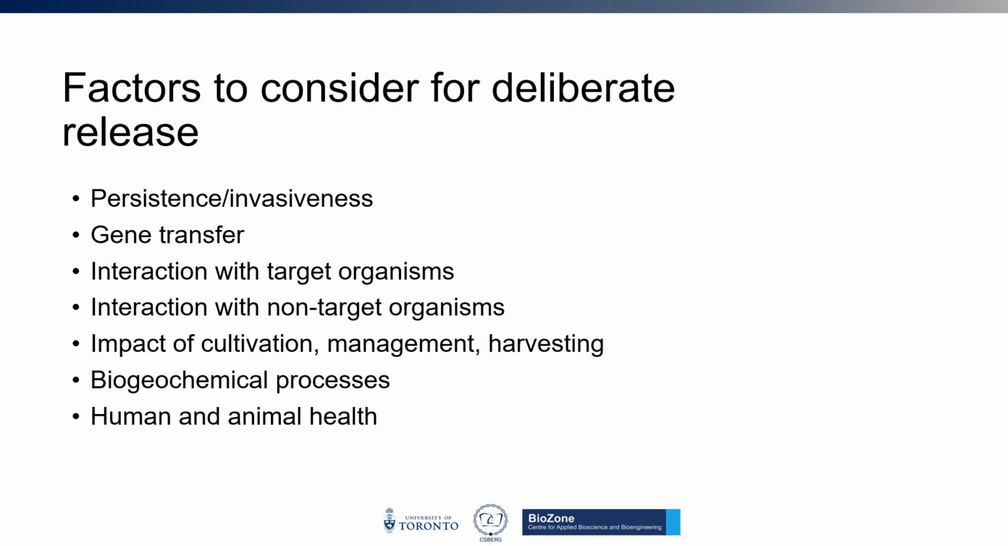The impact on cultivation, management, and harvesting. So what are the impacts on agriculture? Any biogeochemical processes that may be impacted by the deliberate release of any natural or man-made geological or chemical processes or cycles that can be affected by it. And generally just human and animal health. If a genetically engineered organism is released into the environment, what are the impacts on the health of humans and animals that could happen?